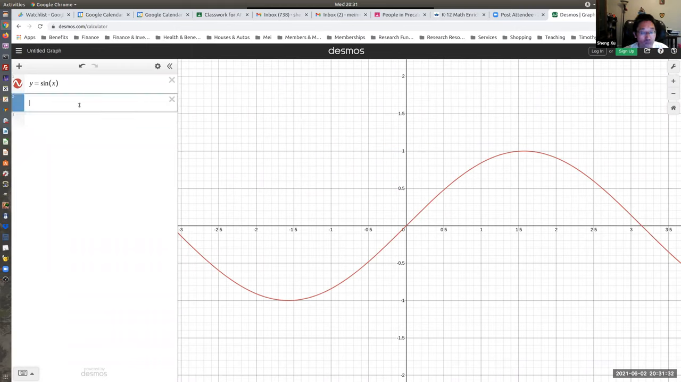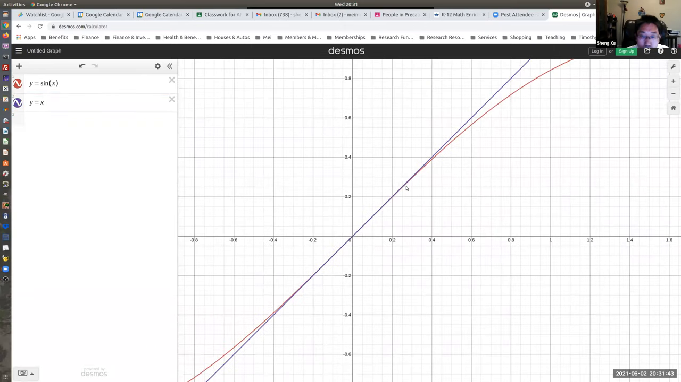If I plot a graph of y equals x, and y equals sine x, so sine x is the numerator and x is the denominator, what do you see here? When x is close to zero, these two curves are very close to each other, right? Somehow they approach zero at the same rate. That's why the ratio is equal to one. Does it make sense to you?